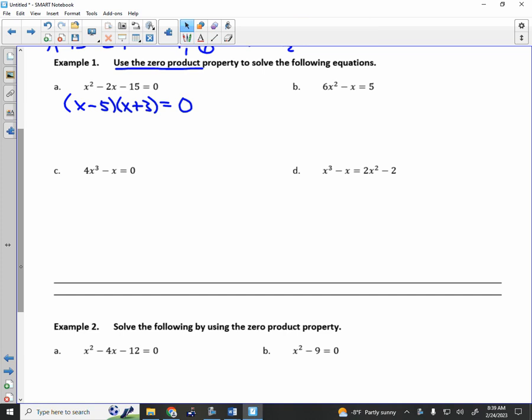So in the logic that we first set up, we would say this is A and this is B. So I'll set each of those equal to 0. x minus 5 is equal to 0 and x plus 3 is equal to 0. Add the 5 and we get 5. Subtract the 3 and we get negative 3. Those are my solutions. If you plug those in, it will work.